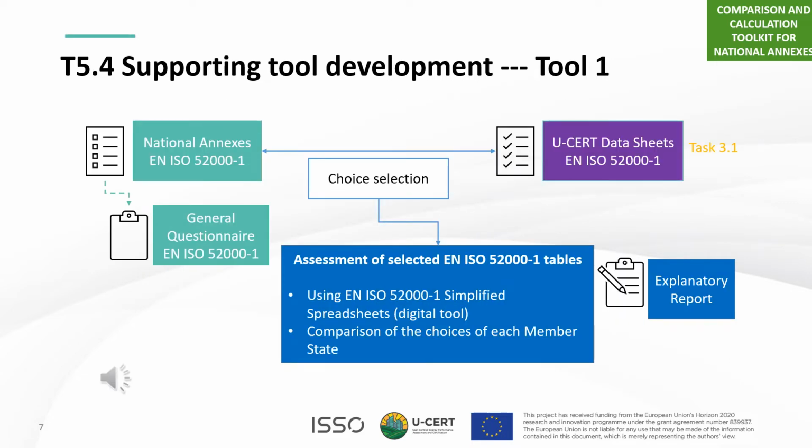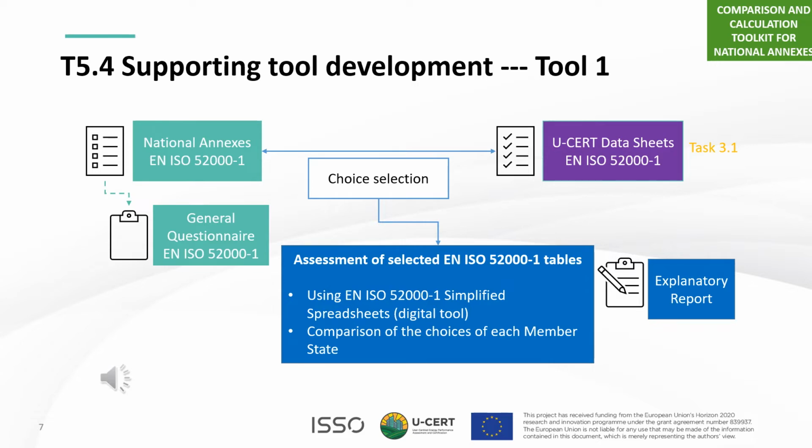Thus, based on the tables selected in task 3.1, member states' national annexes of EPB standard EN ISO 52000-1 have been collected. Some of them are available on the EPB Center's website, while others have been filled in for the U-CERT project. In any case, this information can be obtained via the U-CERT General Questionnaire on standard EN ISO 52000-1 that was conducted throughout the project.